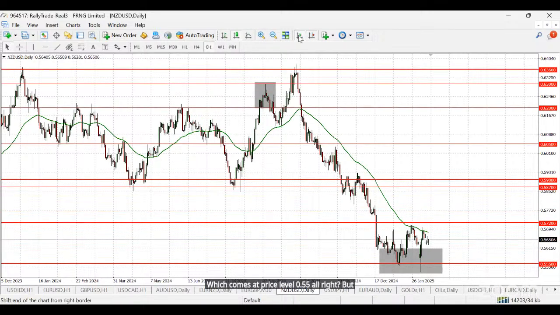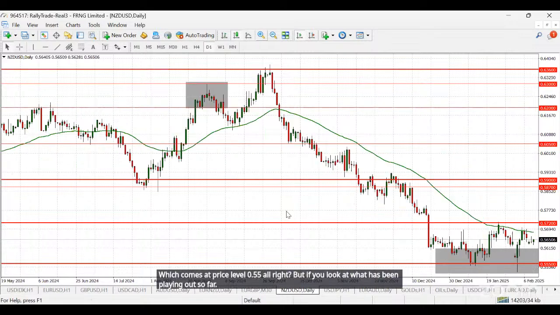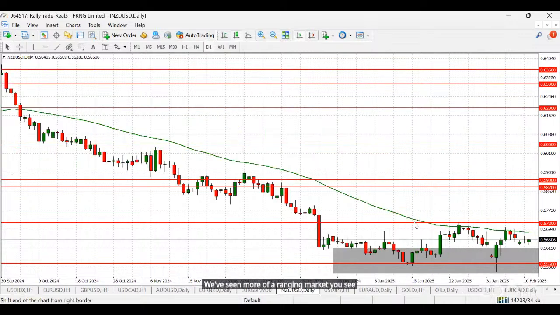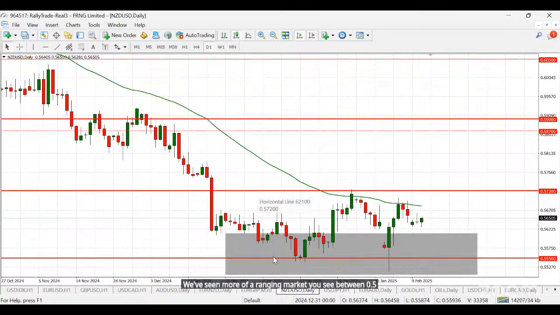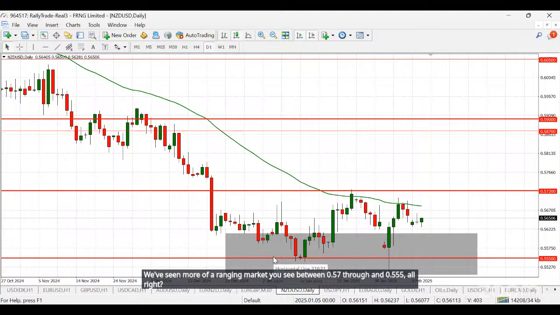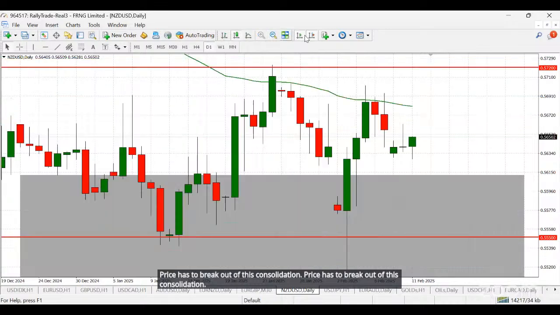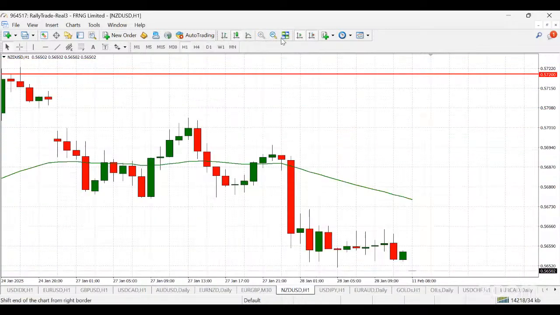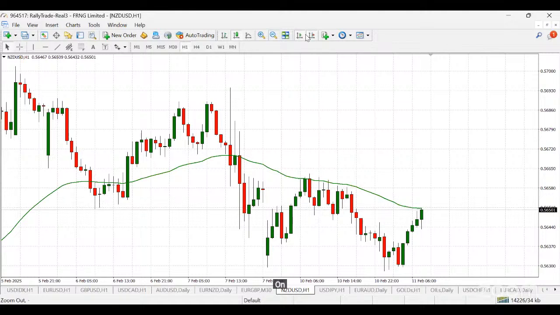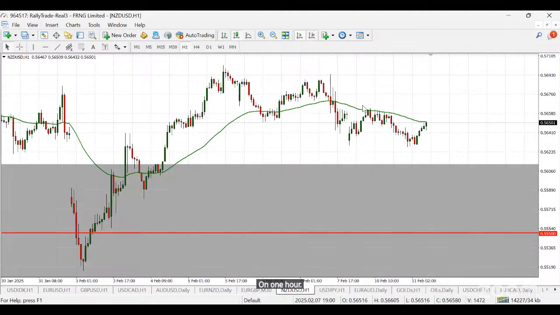But if you look at what has been playing out so far, we've seen more of a ranging market between 0.572 and 0.555. So again, what it means is that for this to become more defined, price has to break out of this consolidation. On 1 hour, this is what it looks like on 1 hour.